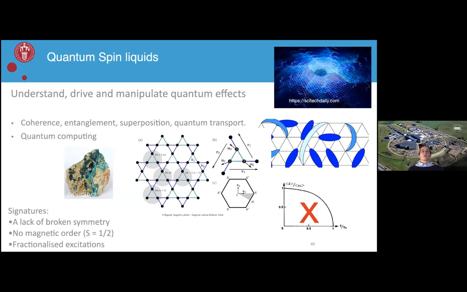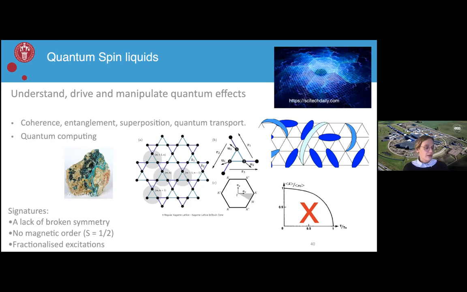Now I'd like to talk about quantum spin liquids. I think a lot of people have heard about spin liquids, or at least a lot of people have heard about the possibility to use quantum computing in our future to drive and manipulate quantum effects as a means to improve our high technology society. So in order to do that, we need to understand coherence, which is an effect in quantum states of matter that do not have a classical analog. Entanglement, superposition, and quantum transport all do not have analogs in the classical world. We believe we will use these for quantum computing.